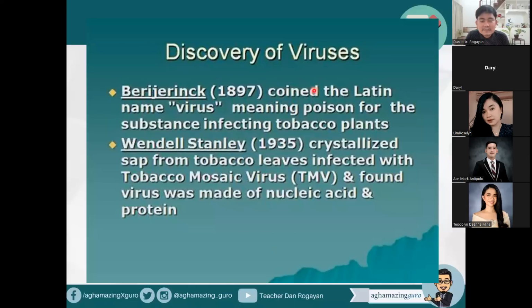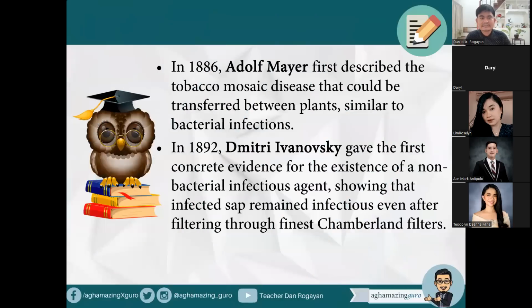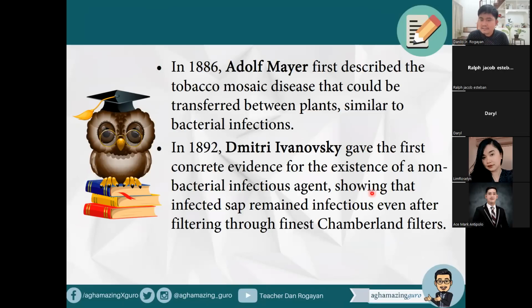Sige. Wendell Stanley crystallized sap from tobacco leaves infected with TMV and found virus made of nucleic acid and protein. Kaya nga, meron siyang DNA, RNA. Okay? So next, in 1886, Adolf Mayer first described the tobacco disease that could be transferred between plants similar to bacterial infection, while Ivanovsky gave the first concrete evidence for the existence of a non-bacterial infectious agent, showing that infectious sap remains infectious even after filtering through the finest Chamberland filters. Okay, so that is Ivanovsky.